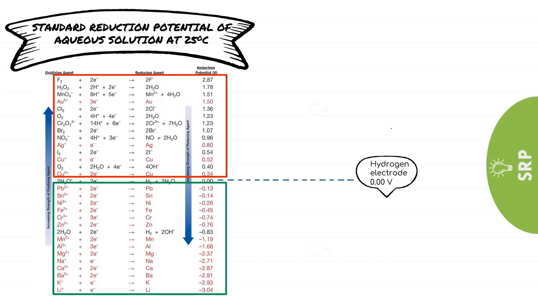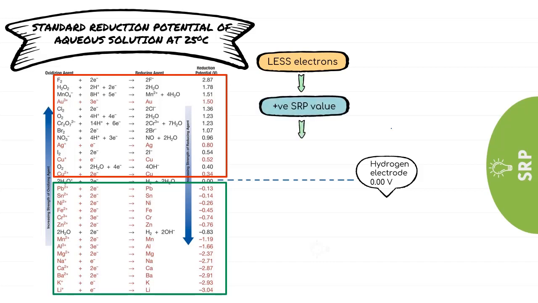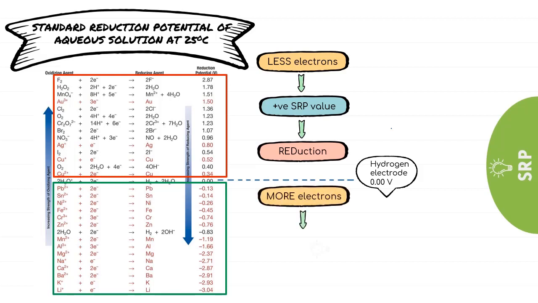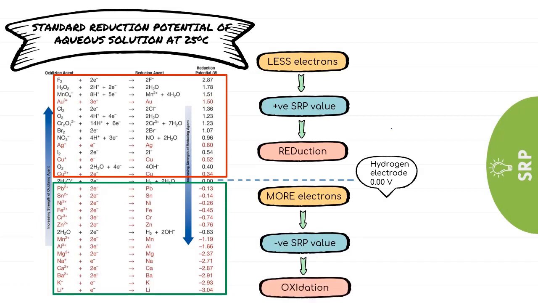Why are these values listed this way? This is a reduction table. Recall that reduction means accepting electrons. Logically, if they initially have fewer electrons, they are most likely to have a more positive value. Hence, reduction is favored. When more electrons are present, elements will have a more negative value. Hence, oxidation is favored.